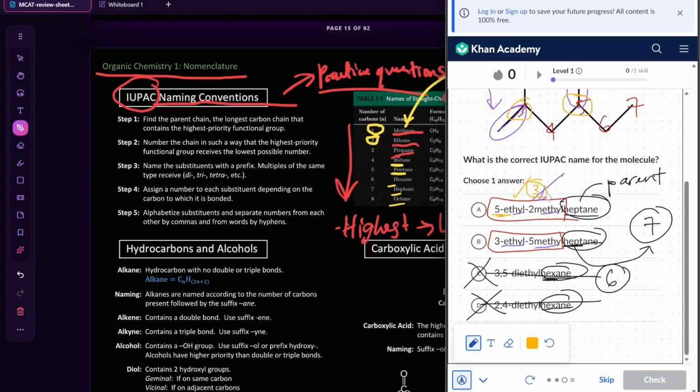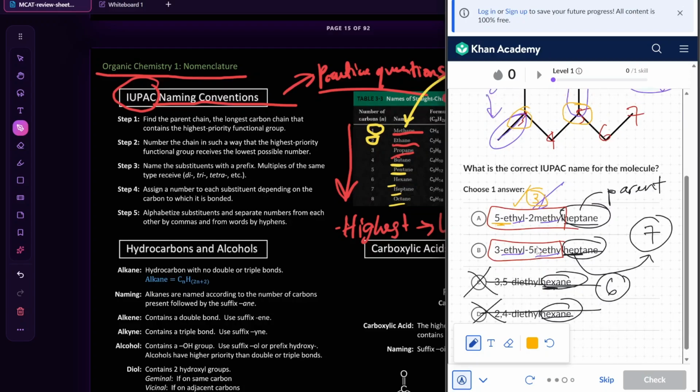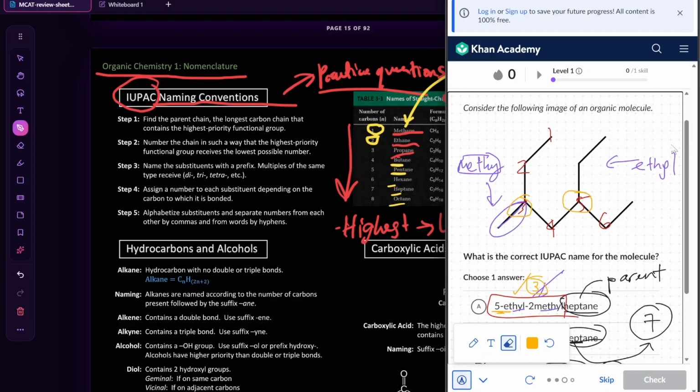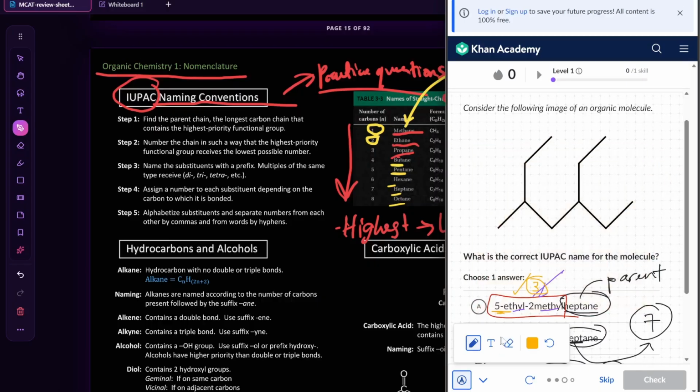Now we can count by using a different parent chain. So that's one way we could do it. So our parent chain might be wrong. So we'll see how this works now. So we have that. Now let's look for the other one. 1, 2, 3, 4, 5, 6, 7.